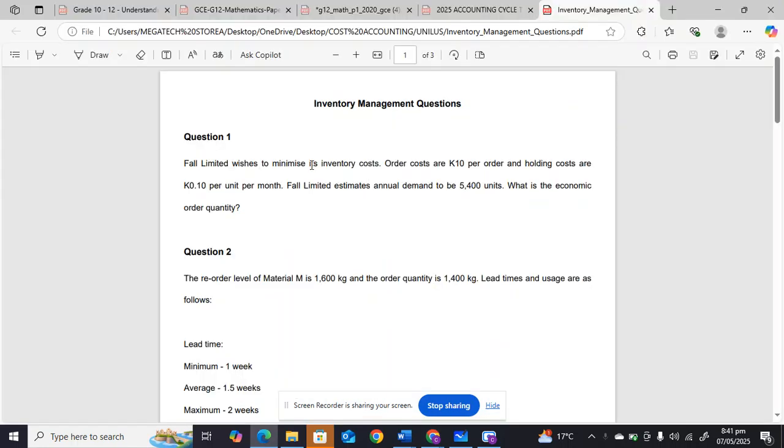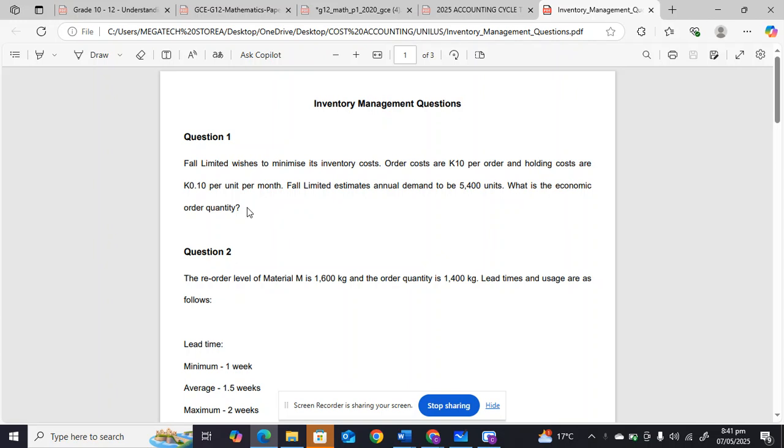Okay, so for limited wishes to minimize its inventory costs, order cost is 10 kwacha per order and holding costs are 10 ngwe per unit per month. This 0.10 kwacha is the same as 10 ngwe. For limited estimates an annual demand to be 5,400 units. What is the economic order quantity?